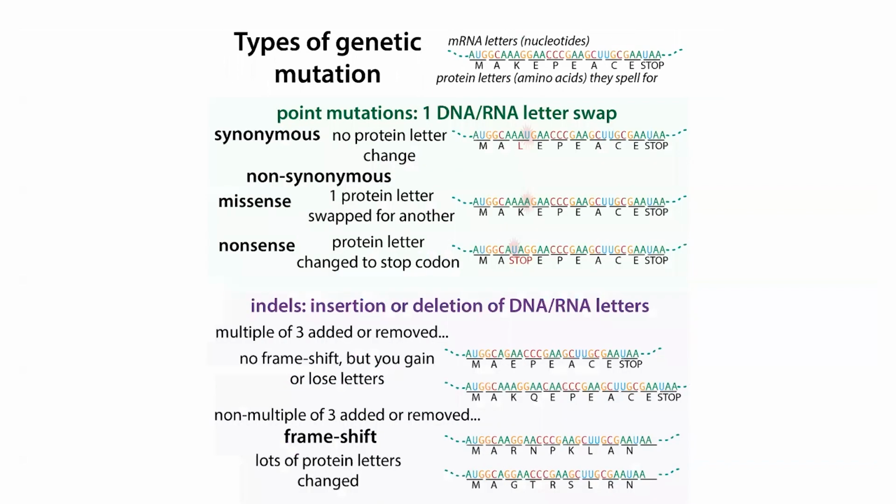And so if you have a mutation that changes by a multiple of 3, it's going to change the number of letters, but it's not going to change the reading frame. But if you have a non-multiple of 3, then you get a frame shift and you get lots of letters changed. In the case of Huntington's disease, it's a trinucleotide repeat expansion. So we are changing by 3. We're just adding more CAGs. So we're not going to change the reading frame. We're not going to change the rest of the protein. We're only going to affect the part of the protein where we're adding more of those glutamines in. And so this is an example of a trinucleotide repeat expansion.